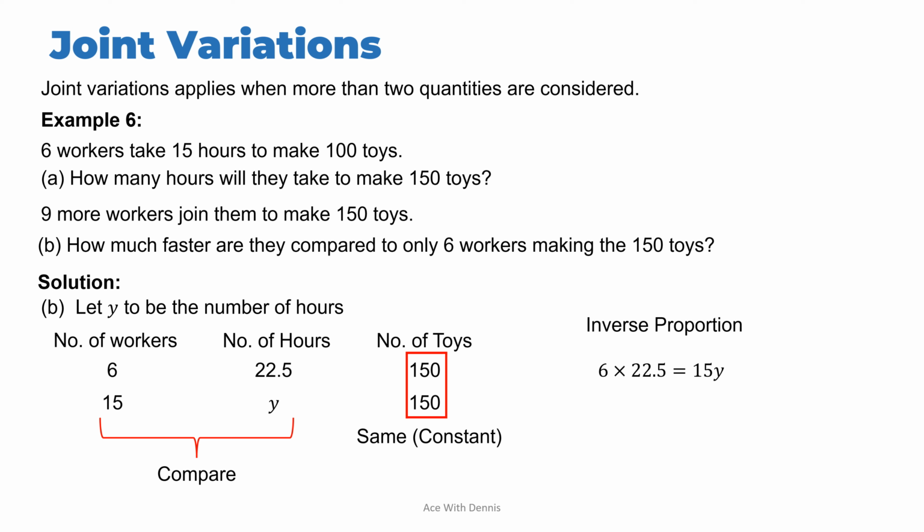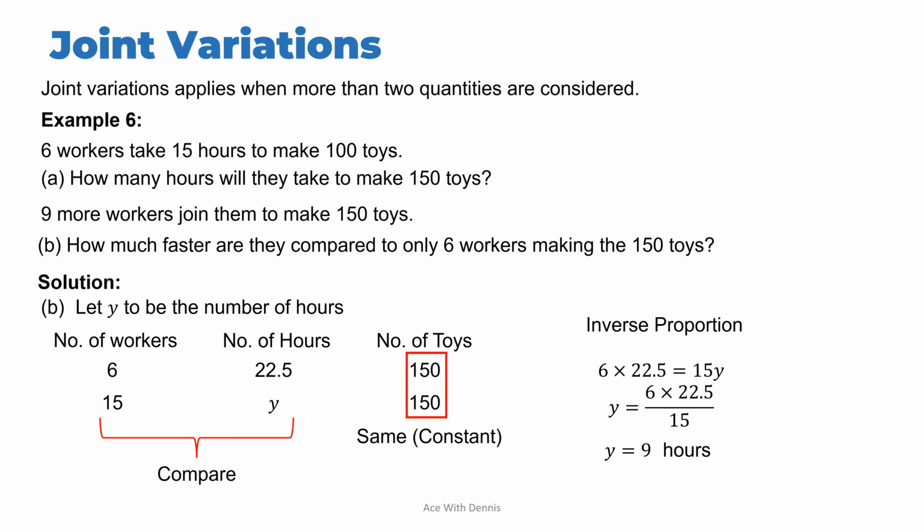So 6 times 22.5 equals 15y, right? Notice the difference. Just now, if it is direct proportion, it will be 6 divided by 22.5. If it is inverse proportion, then it becomes multiply, right? So same case for here, 15y. If it is direct proportion, it will be 15 over y. This is inverse proportion. So make sure you form this equation correctly. Okay, now once the equation is correct, we can solve for y, which is 6 times 22.5 over 15, and the answer is 9 hours.